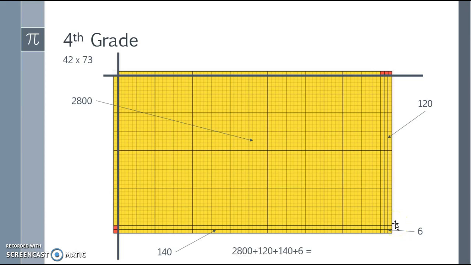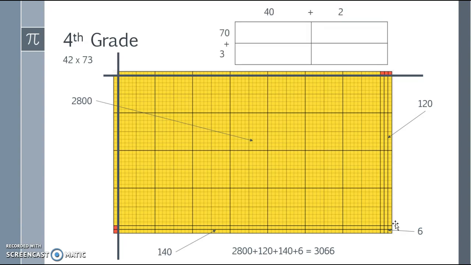Adding them all together, 2,800 plus 120 plus 140 plus 6 gives me 3,066. So if I also want to use the box method, the area model that we used in the previous example, I would have written in expanded form 40 plus 2 for 42, and 70 plus 3, writing in its expanded form. So notice this time, instead of on the left having 42, I have on the left 73, and on the top I have 42. To show you that it doesn't matter in which way we do this, we're still going to end up with the same result.